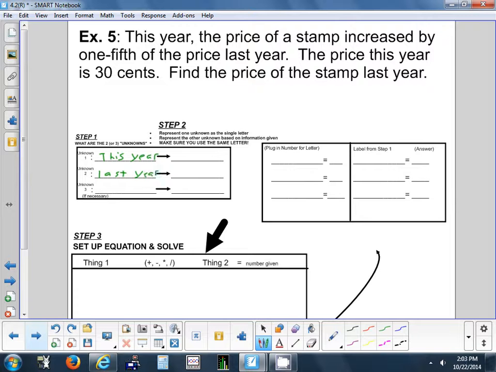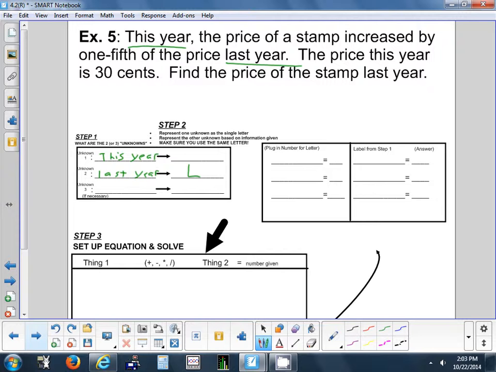And you can switch them. You could have had last year on top and this year on the bottom. It doesn't matter. But we just have to figure out which one gets the single letter. So this year, last year. How do you know it's last year? Yeah. Okay, so what I'll do is I'll use an L. You can use L for last year's price. Or you know what? We could even use capital L, since that won't look like a number.